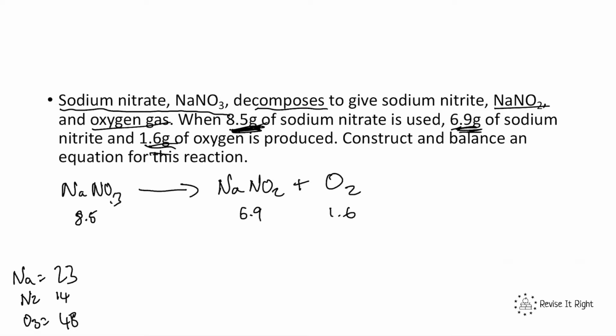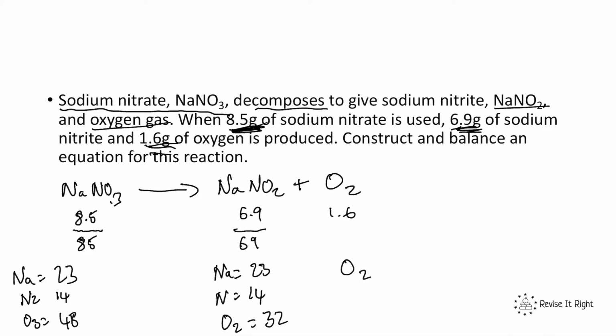So we do a little line underneath the grams and write 85 there. Now we work out the Mr of the next one. Again, Na is 23, N is 14, and this time it's O2. O is 16, so O2 is 32. If we put these in the calculator, 23 plus 14 plus 32, you get 69, so we divide by 69. And finally, oxygen, O2: O is 16, so O2 is 32, and we put that underneath.